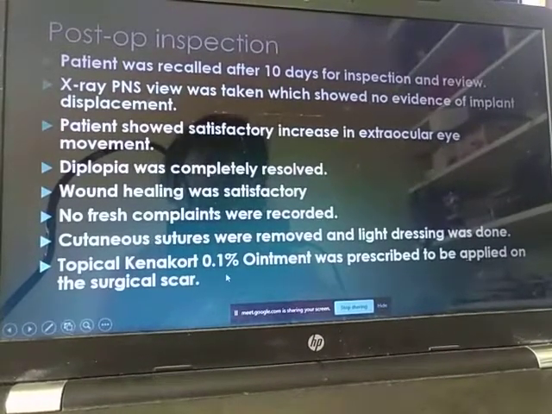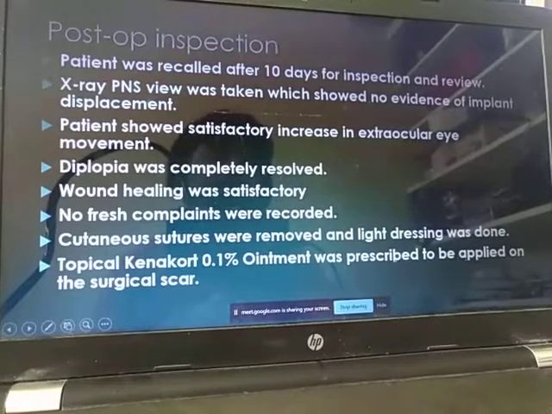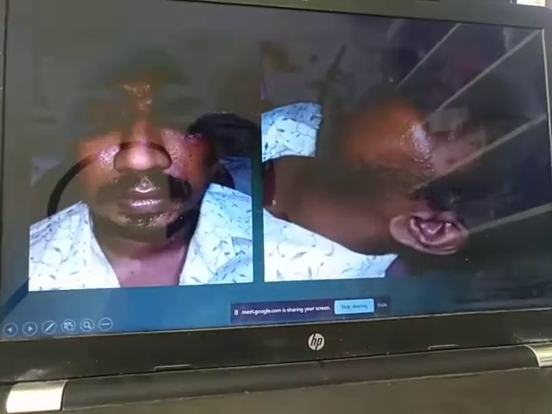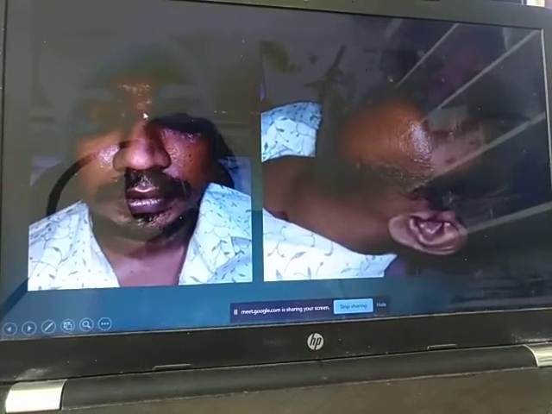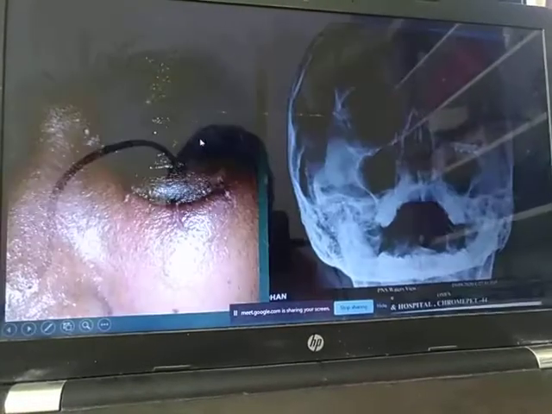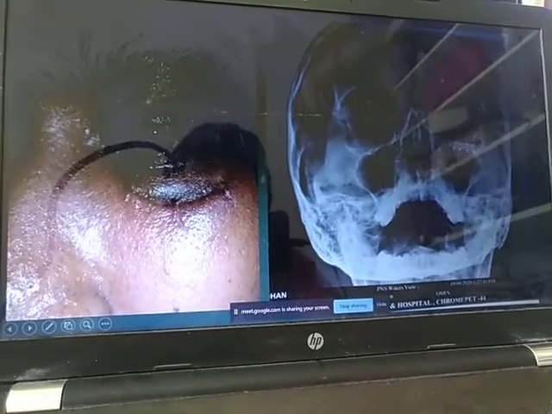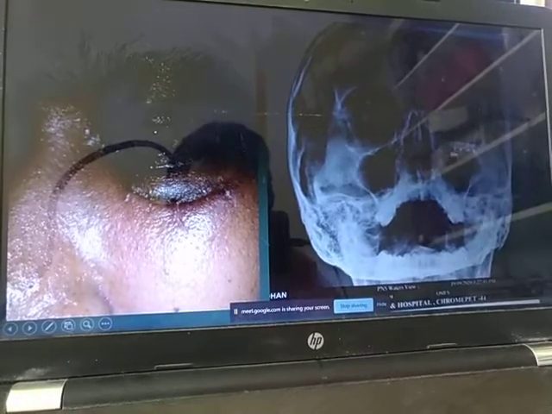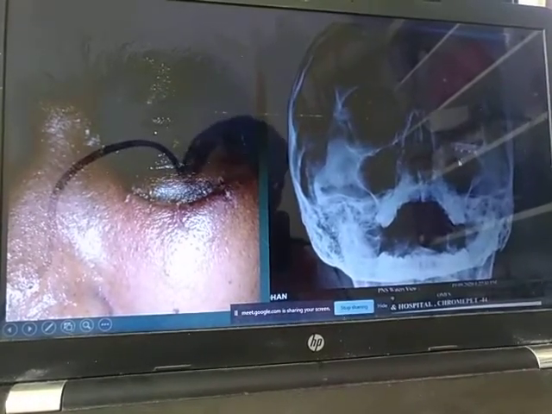Topical Kenacort 0.1% ointment was prescribed to be applied on the surgical scar so as to resolve it. These are the post-op pictures after 10 days. As you can see, the swelling has gone down a bit. This is after removing the sutures, and this is the PNS view where you can see the mesh in proper position and no displacement.